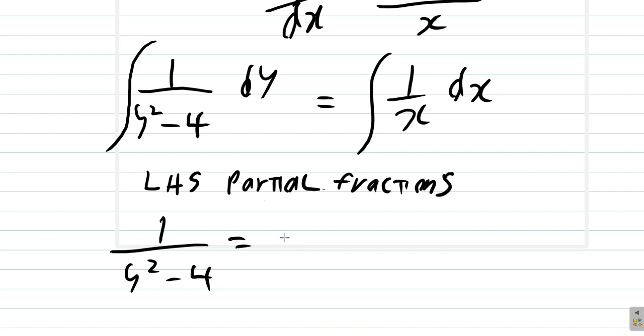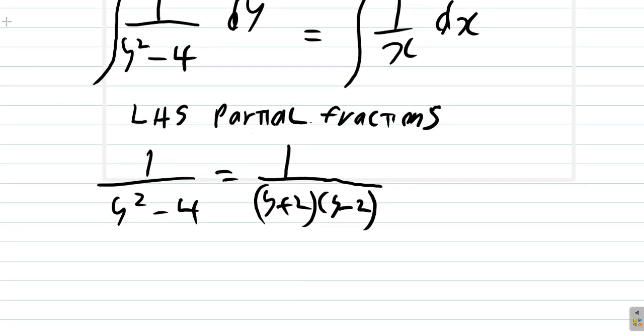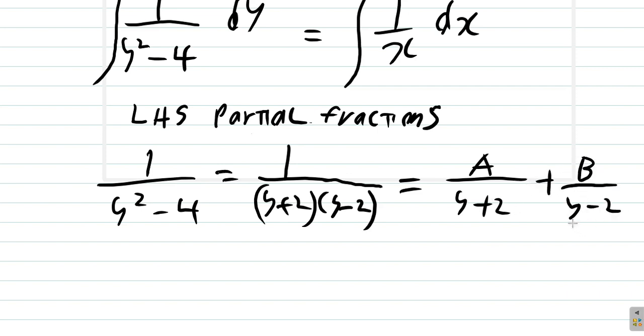That could be written as the difference of two squares. It's y plus 2, y minus 2. You remember your difference of two squares, right? The shortcut: on the left, you have what it is that you square to get the left hand side, and on the right, you have what it is that you square to get the right hand side. You square y to get y squared, you square 2 to get 4. Alright, that's partial fractions. This is equal to a over y plus 2 plus b over y minus 2.